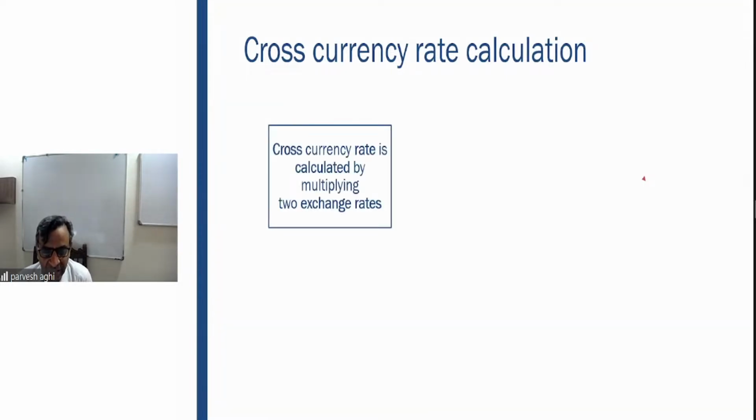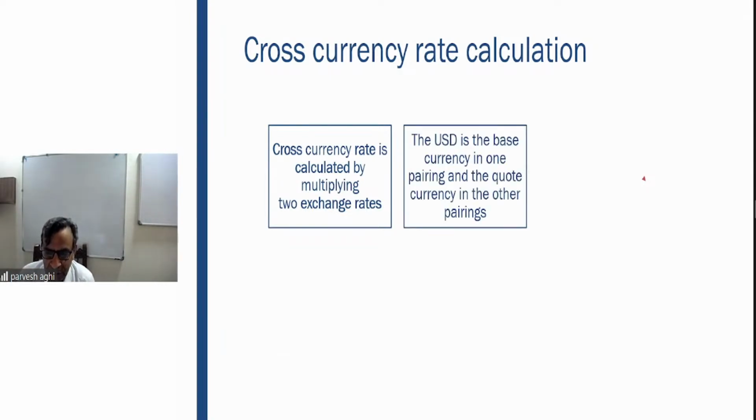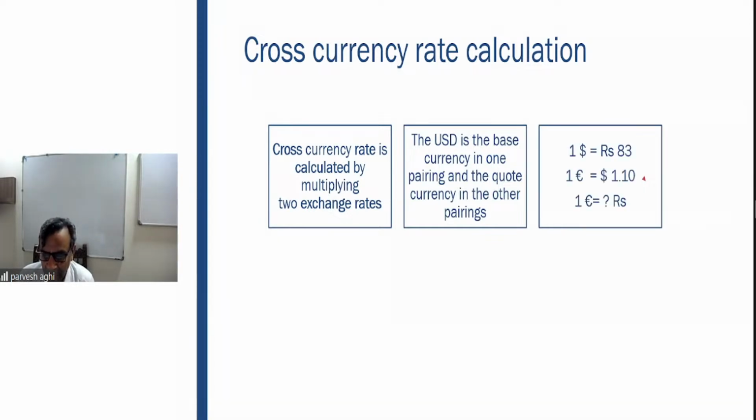So cross currency is calculated by multiplying two exchange rates. The USD is the base currency in one of the pairings and the quote currency in the other pairing. For example, suppose you're given these two quotes: $1 is equal to 83 rupees and 1 euro is equal to so many dollars. Now we want to find the rate of 1 euro in terms of rupees.